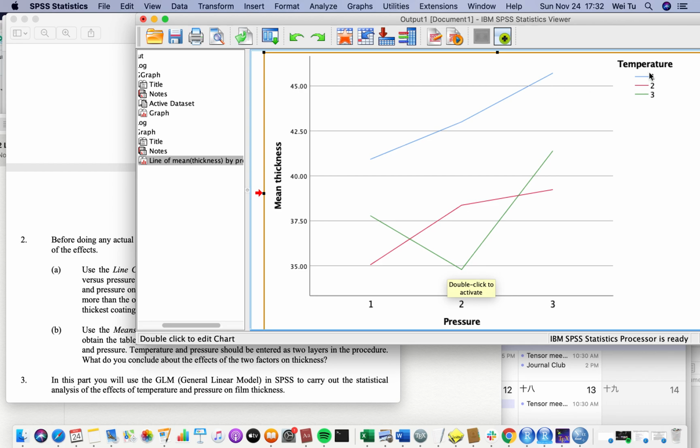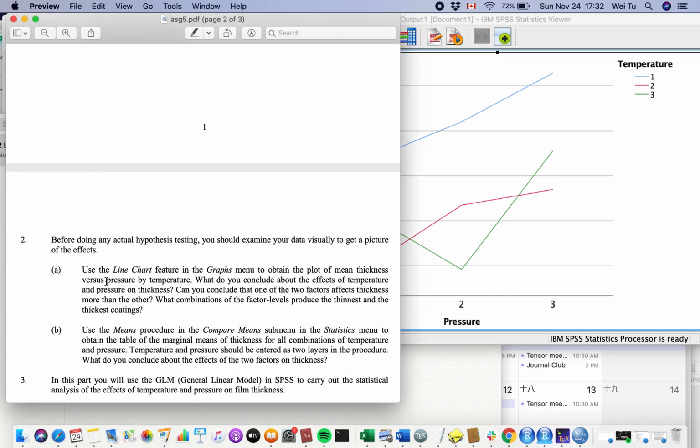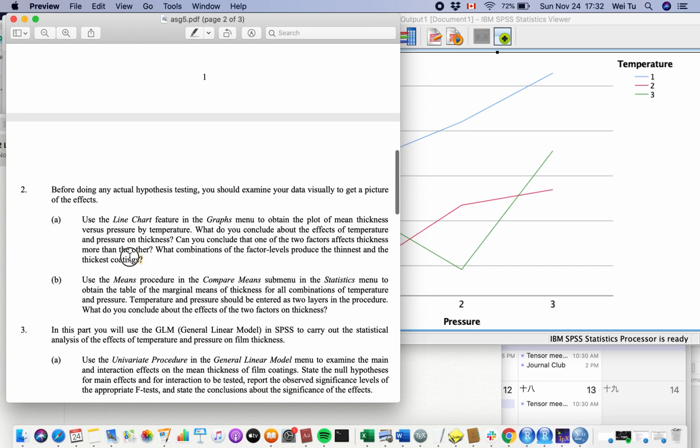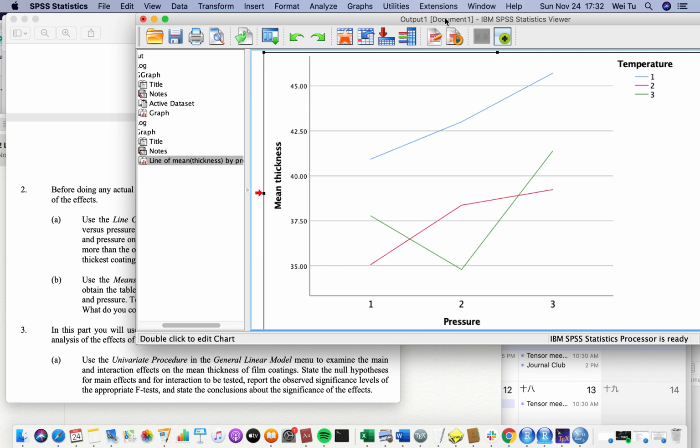So here is low temperature. Okay. And then this is a visualization. Okay. And then we're going to quantify what we saw. So we're going to quantify using the compare means feature. So let's do compare means.